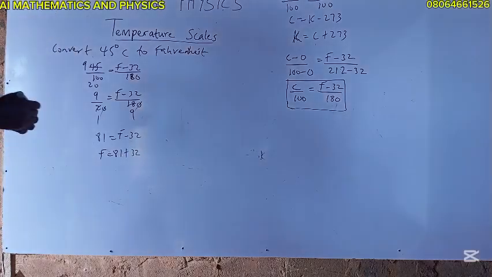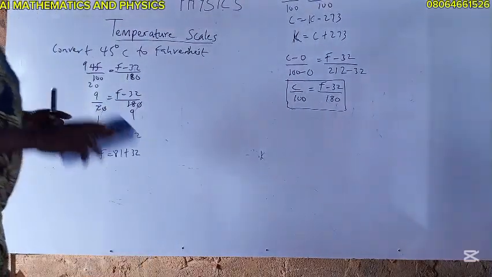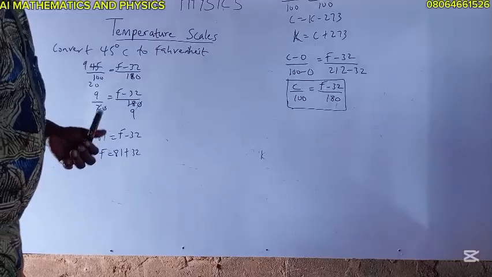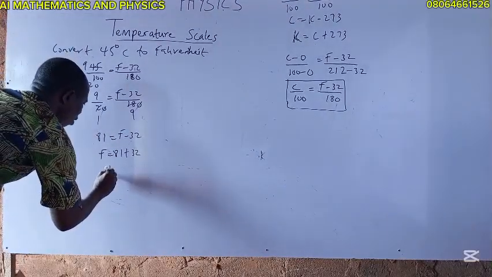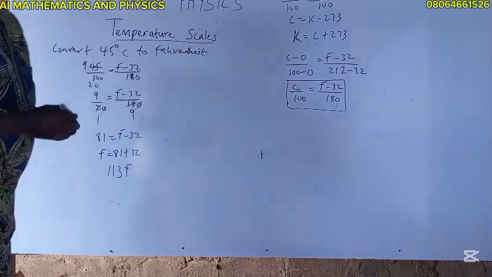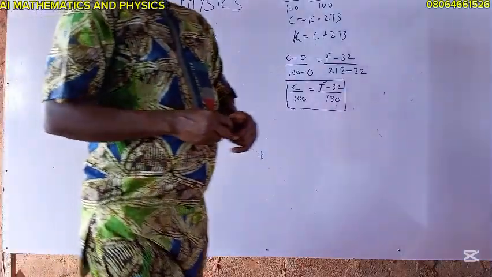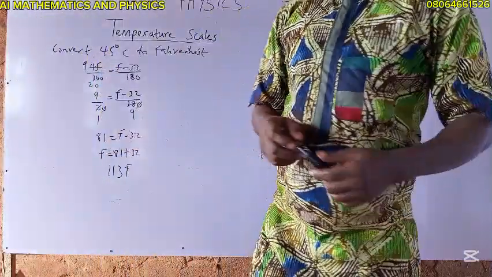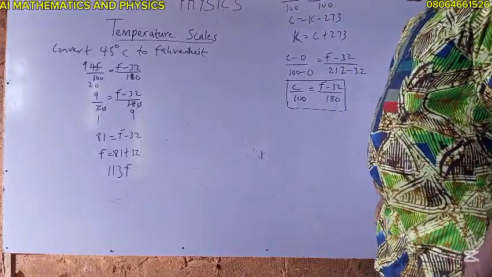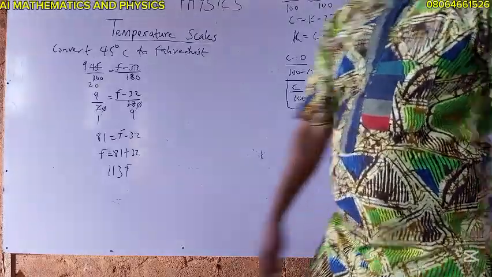When you add it together, you can use a calculator. So that's 81 plus 32. That's 113, that's 113°F. That's how you can convert from one thing to another. Then let me write another question again.